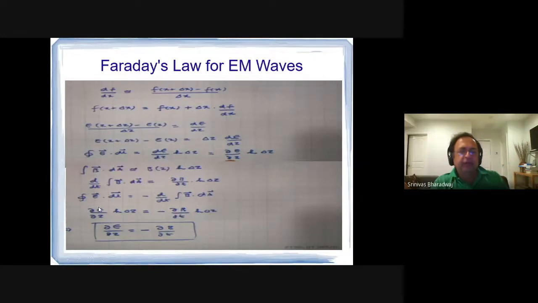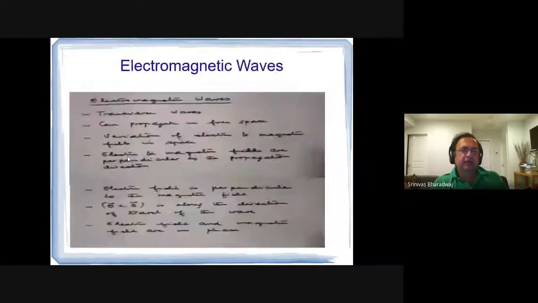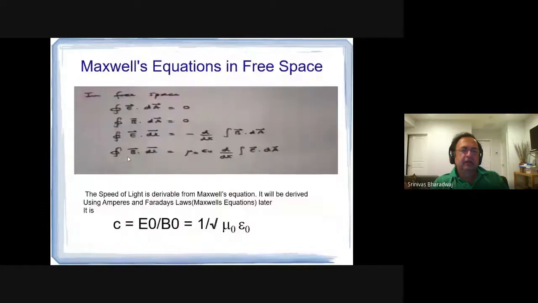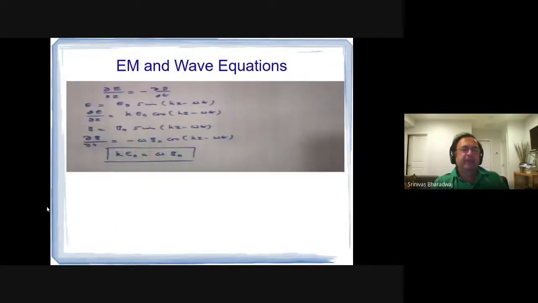So when you equate that, you will find that dE by dz equals minus dB by dt. Therefore, from that, you have this equation. This equation is what leads eventually to this equation, which you see here. This equation is the same as this: E naught by B naught equals omega by k. Omega by k is c.